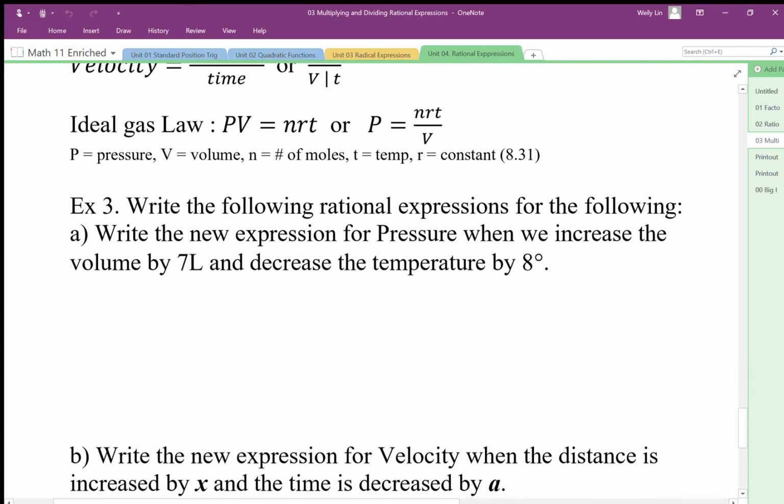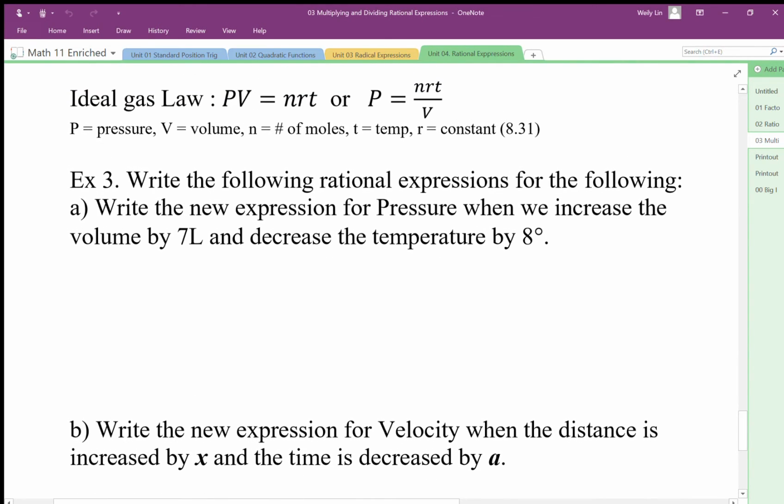So here's a problem. We have a rational expression. So we have the pressure, and we need a new expression for pressure when we increase the volume by 7 liters and decrease the temperature by 8 degrees. So here's my initial pressure formula, N times R times T divided by V. There's my rational expression. So we're going to increase the volume by 7 liters, and my temperature is decreased by 8 degrees.